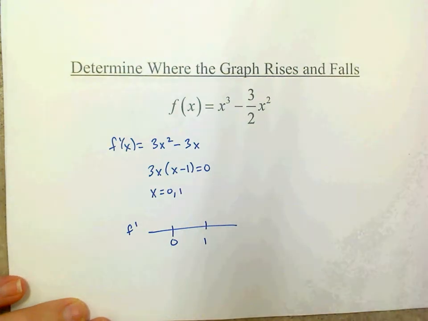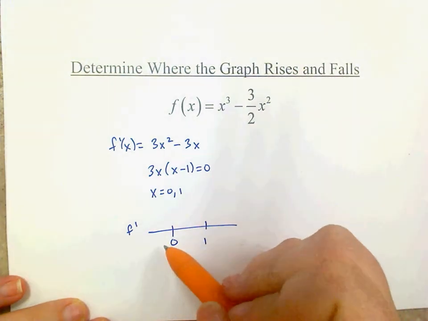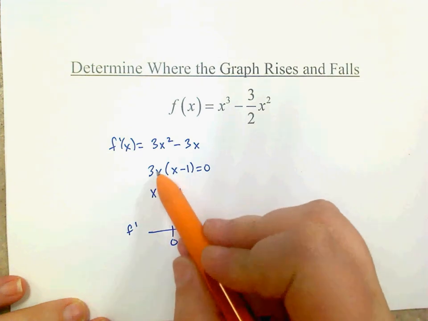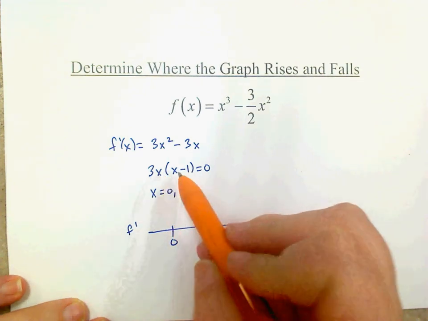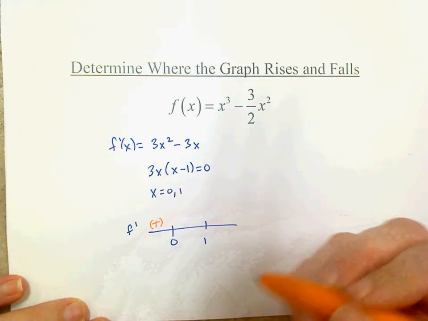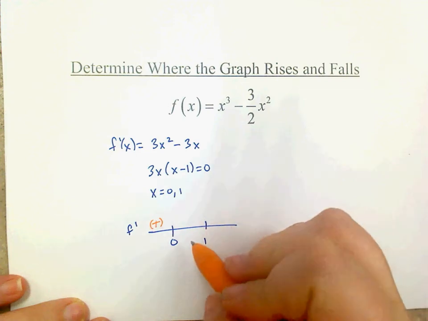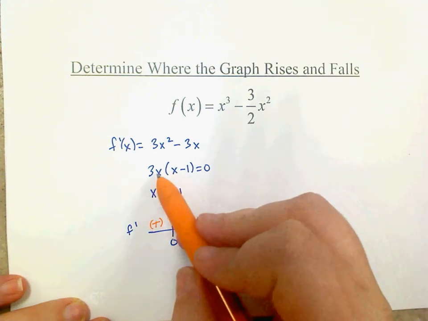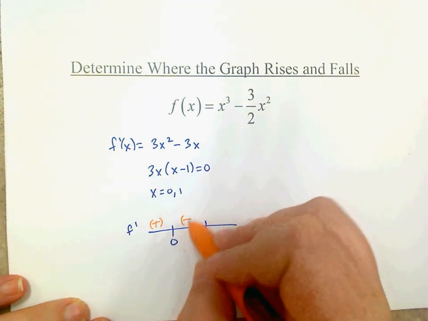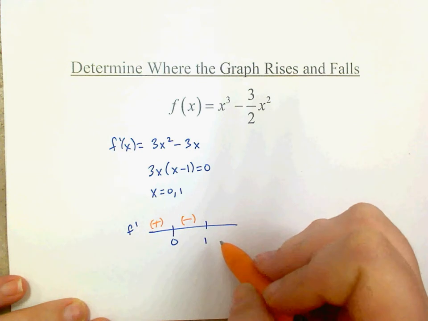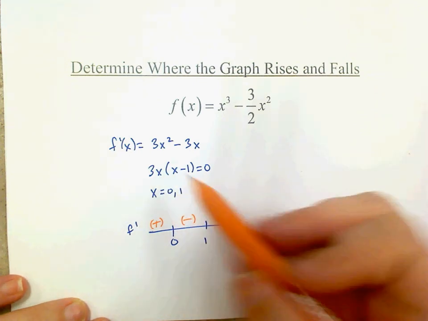So you pick any number less than 0, say negative 1. When I plug it in, I get negative here, and I get negative there. Negative times negative is positive. Between 0 and 1, try 1/2. If I plug in 1/2 here, that's positive. 1/2 there, that's negative. So that is negative. And greater than 1 is 2, so positive and positive.